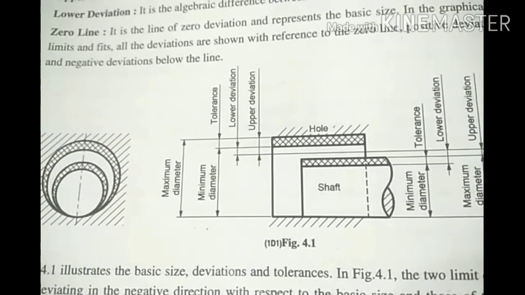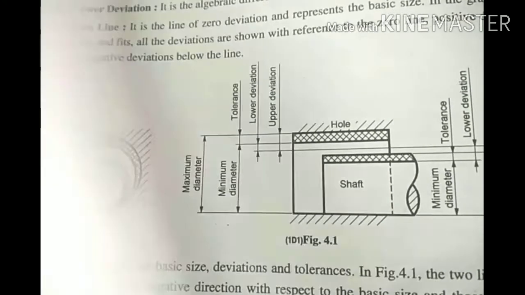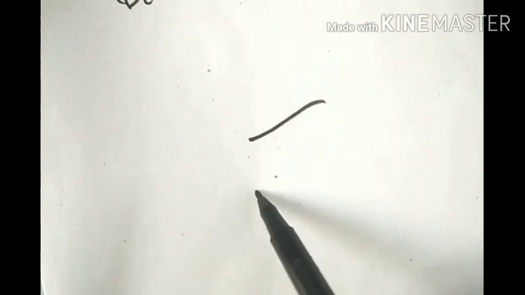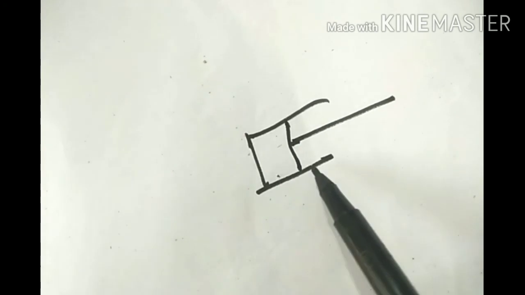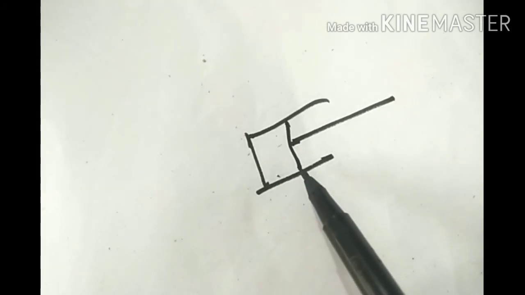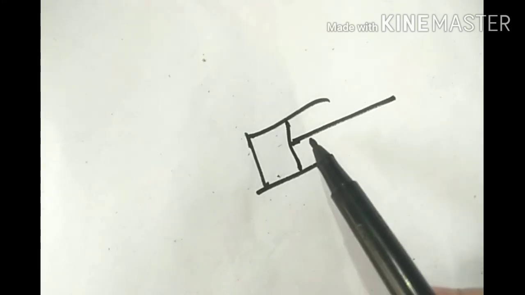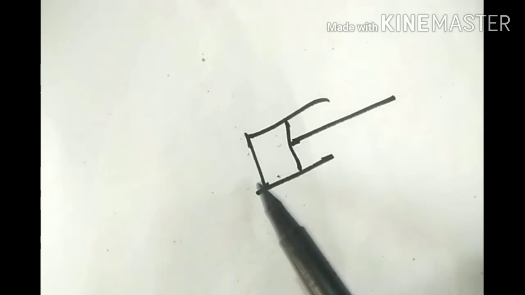Clearance fit. Clearance fit means the part which is moving into another part. For example, cylinder and piston. The piston is moving, sliding into the cylinder. Since the piston is sliding in the cylinder, here the fit will be a clearance one. A small clearance is there by which the piston is moving.